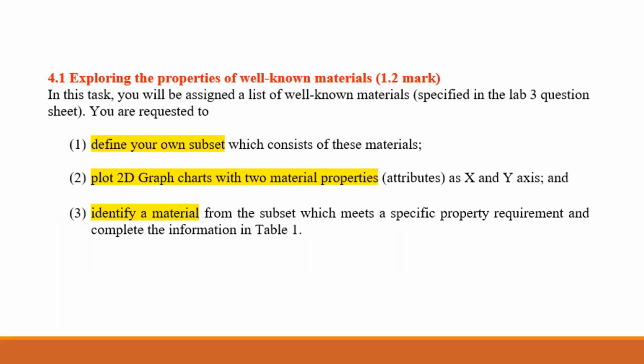We'll start with task 4.1, exploring the properties of well-known materials. In this task, you will be assigned a list of well-known materials, and we need to define our own material subset. Then we'll plot the graphs and identify materials for specific property requirements, and we'll fill the findings in table 1.